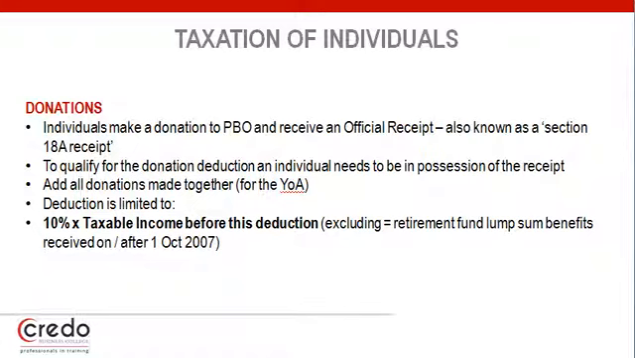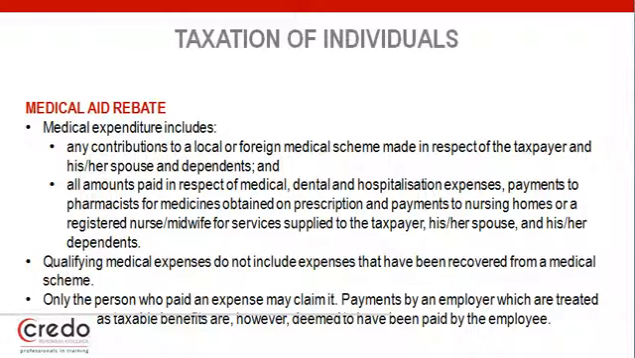Medical aid rebates. Medical aid includes any contribution to a local or foreign medical aid scheme made in respect of the taxpayer, his or her spouse and dependents, and all amounts paid in respect of medical, dental and hospitalization expenses, payments to pharmacists for medicines obtained on prescription, and payments to nursing homes or a registered nurse, midwife for services supplied to the taxpayer, his or her spouse, and his or her dependents.